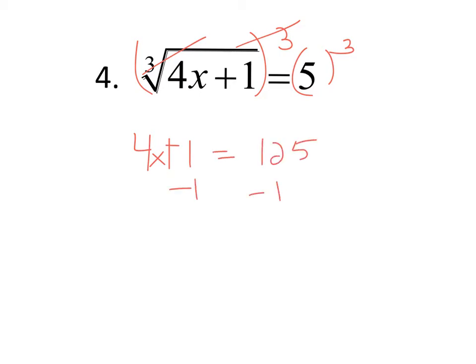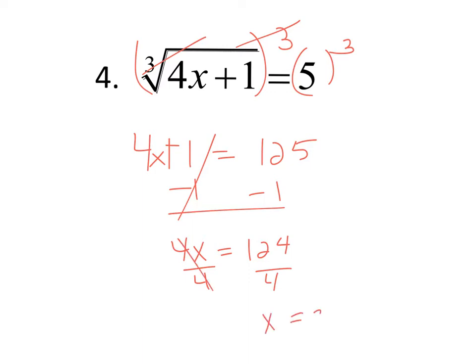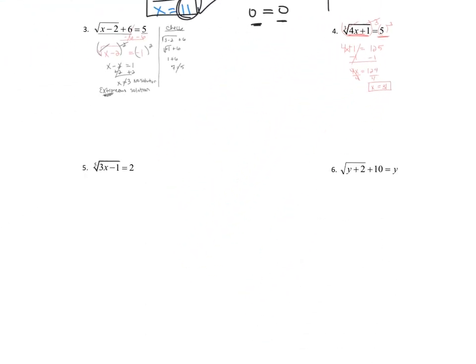Isolate the x now, because you're solving. 4x equals 124. Divide by 4. X equals 31, and you're going to check. You're going to plug this original side into y1, this original side into y2, look at the table, and you will see that they work. Again, I'll post a calculator video on this, so check that out.